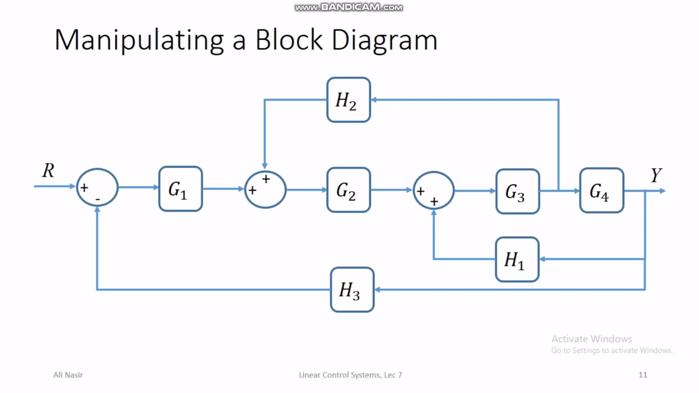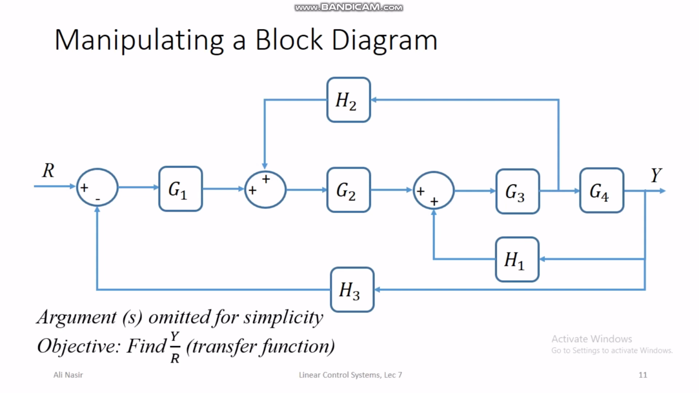So what we do here is that we first need to simplify this block diagram by some manipulations, and then after simplification maybe we can calculate the transfer function between Y of S and R of S. For simplicity I have omitted the argument S from all the transfer functions in the blocks and all the signals, but it is understood that all the signals and transfer functions are in the Laplace domain. So our objective is to find the transfer function Y over R in this fairly complex block diagram.